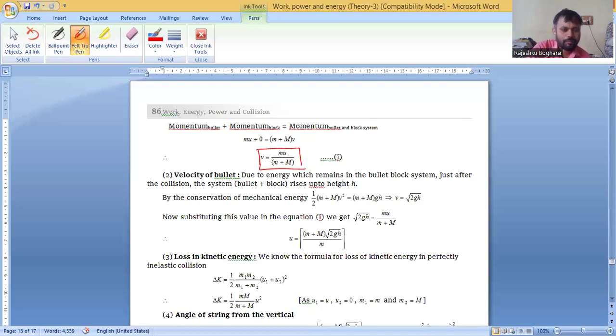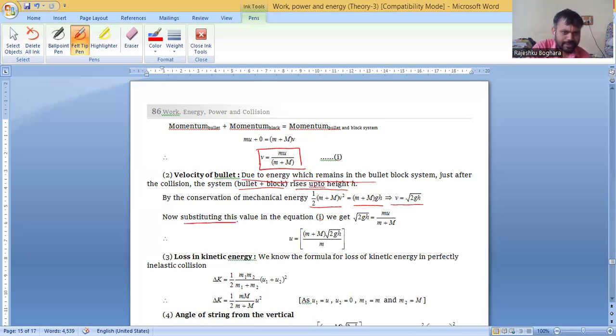The velocity of the bullet we find in terms of h, due to the energy which remains in the bullet-block system just after the collision. The system, meaning bullet plus block, rises up to height h. Here we write conservation of mechanical energy. So kinetic energy of the system is equal to potential energy of the system. So 1/2 (m plus M) V square is equal to (m plus M) g h. The m plus M cancel on both sides, then V equals under root 2gh.